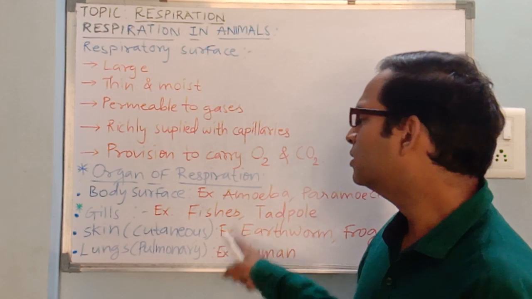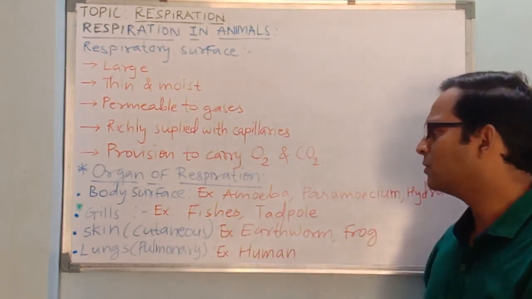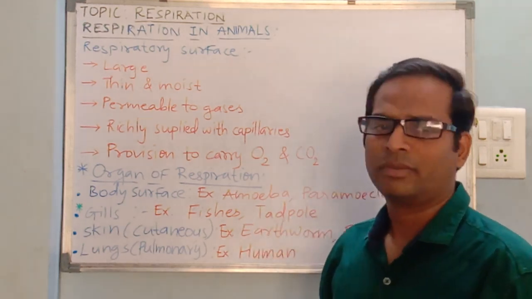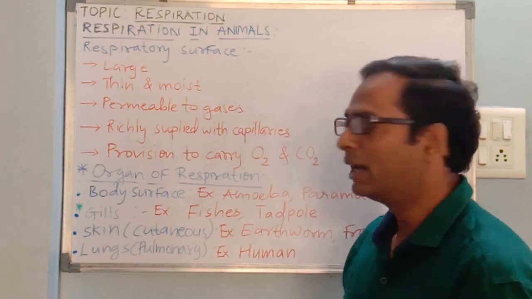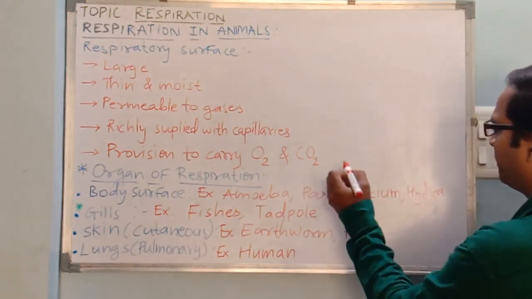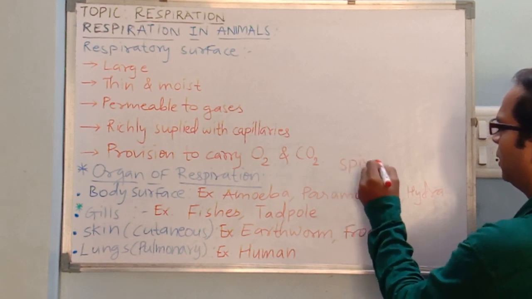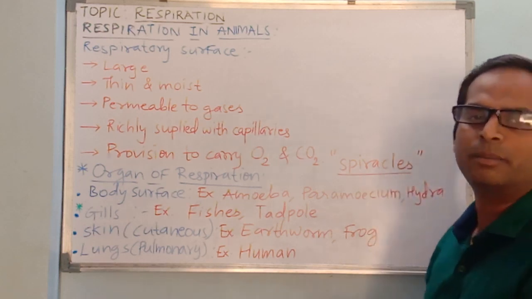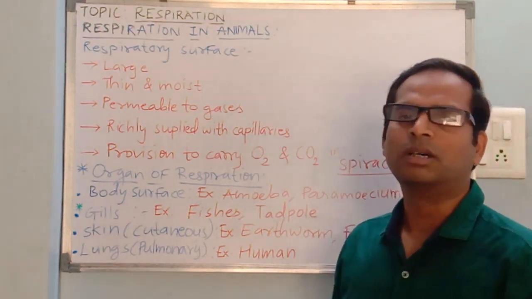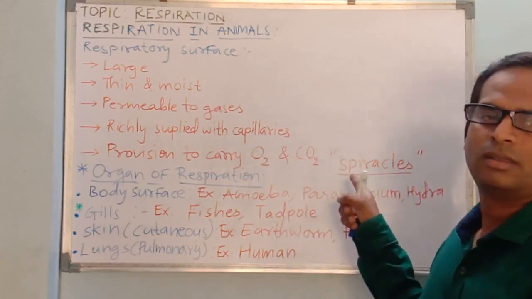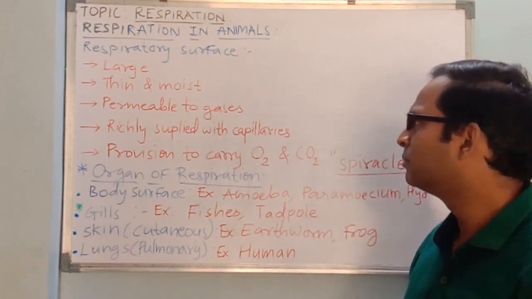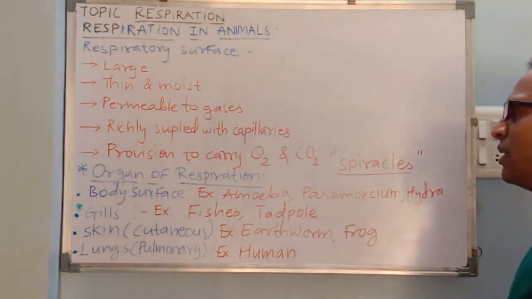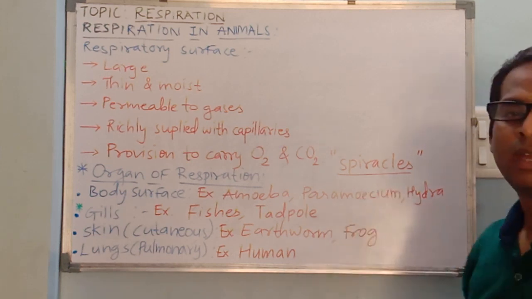Here you can also add some more examples of respiratory organs. If you remember, insects like the cockroach have a specialized respiratory organ called spiracles. Remember, this is another example. Spiracles are the small openings present below the wings of the cockroach and some other insects, through which exchange of gases occurs. I hope you all have understood this concept: what is the respiratory surface and what are the organs of respiration.